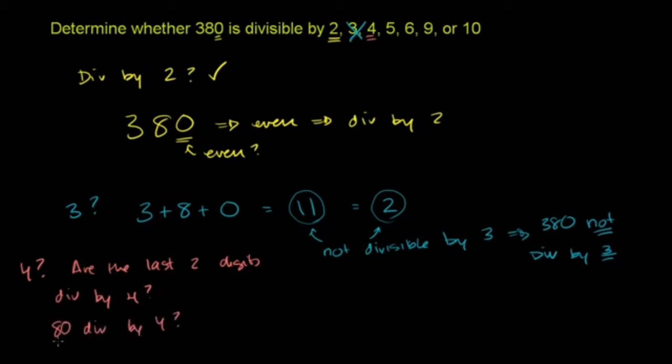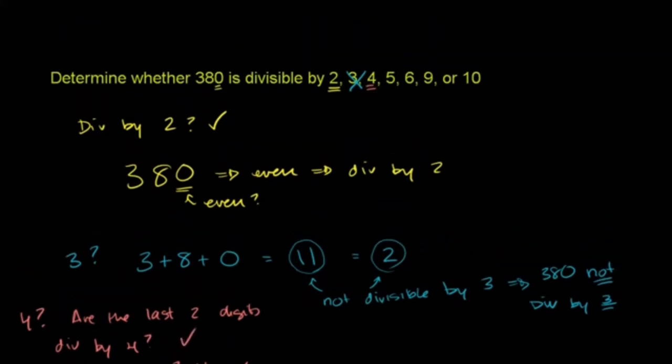Now, you could eyeball that. You could say, well, 8 is definitely divisible by 4. Or 8 divided by 4 is 2. 80 divided by 4 is 20. So this works. Yes. So since 80 is divisible by 4, 380 is also divisible by 4. So 4 works.